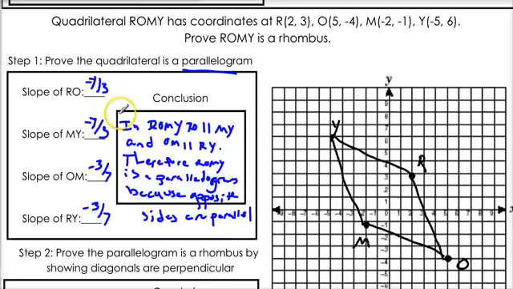So I don't know how you did it, either the counting method or the slope formula, but you found all of these slopes and then you wrote your conclusion. RO is parallel to MY, okay, we found that these are parallel, and OM is parallel to RY. Therefore, you always have to write out this whole conclusion. ROMY is a parallelogram because opposite sides are parallel. Now on to the second part.